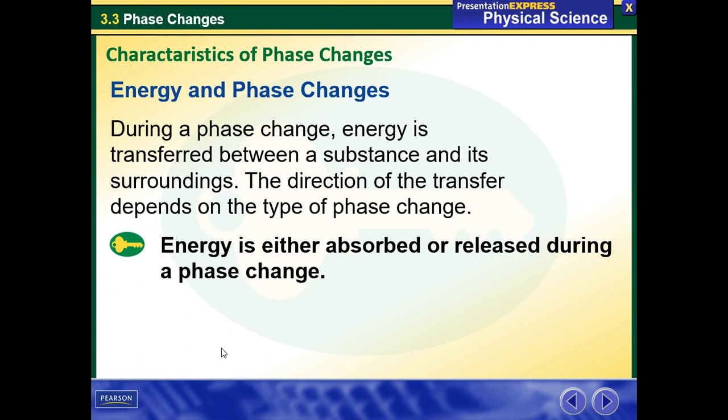Now that we understand temperature cannot change during a phase change, what actually happens with energy? Well, during a phase change, energy is actually transferred between whatever substance we're looking at and its surroundings. When I say the surroundings, it could be the air, something that it's touching, anything around it. The direct transfer of energy is going to depend on what type of phase change it is. So energy can either be absorbed, or taken in, or it can be released, or let go, during a phase change.